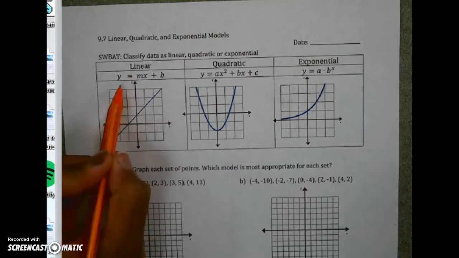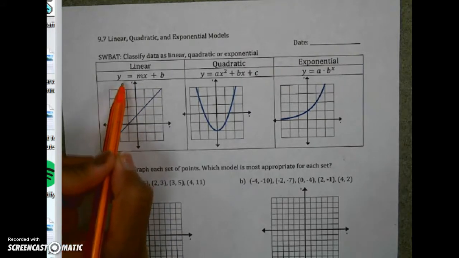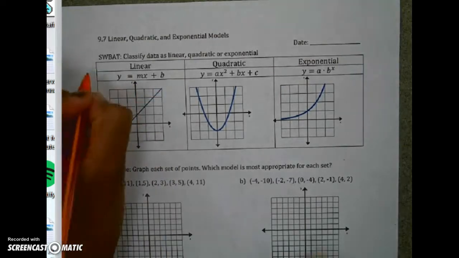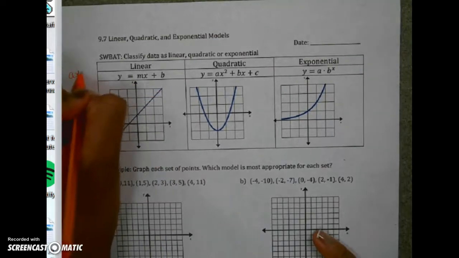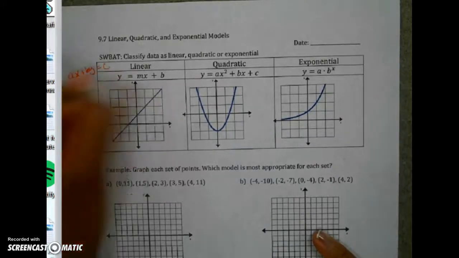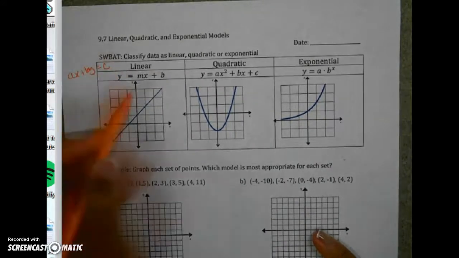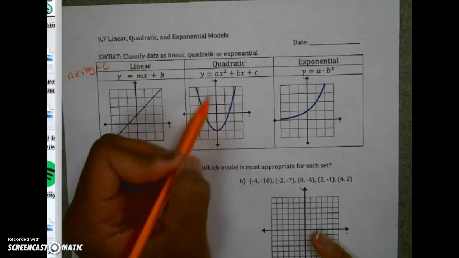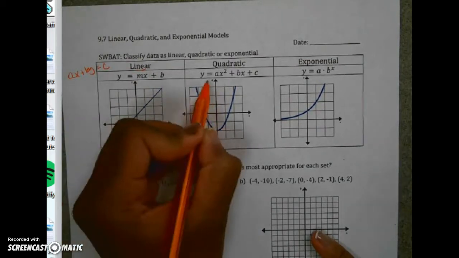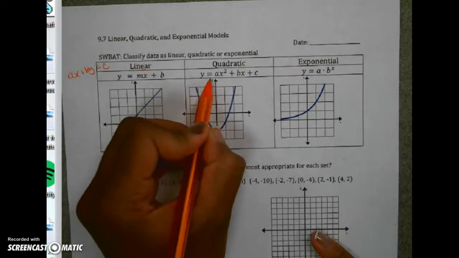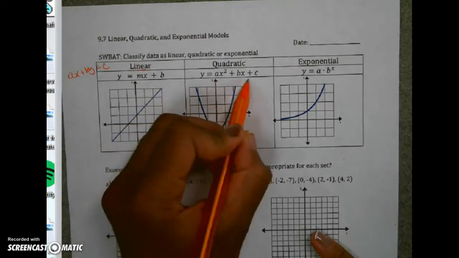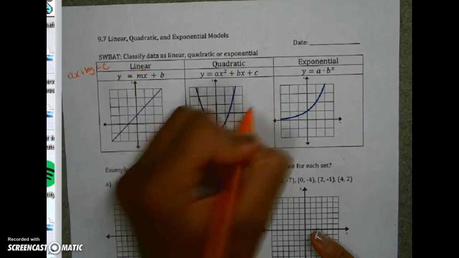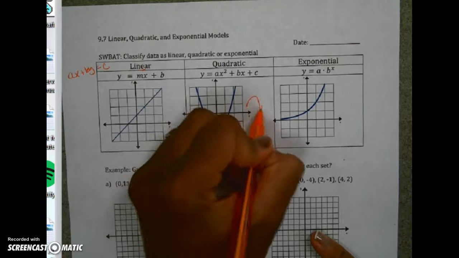Linear is typically of the form, slope-intercept form is y equals mx plus b. Your standard form for that is ax plus by equals c. And then linear, obviously, when you graph it, you're going to get a line. Quadratic, which is what we've studied in this unit, the standard form is y equals ax squared plus bx plus c, and that's going to have a U-shaped graph, either like this, or it might open down instead.